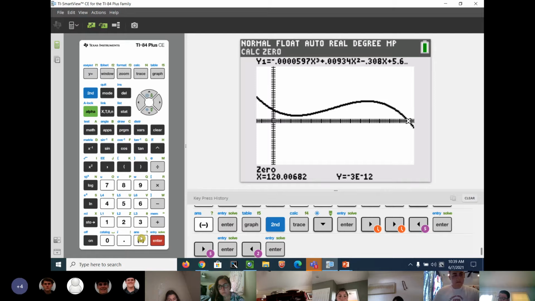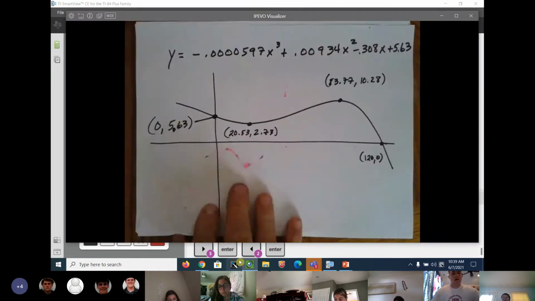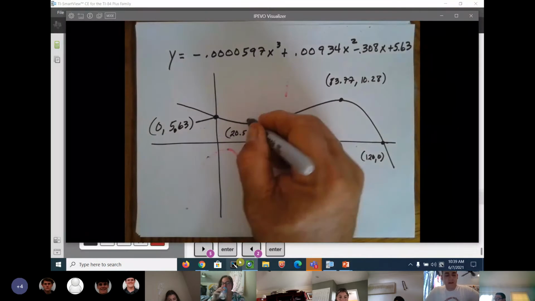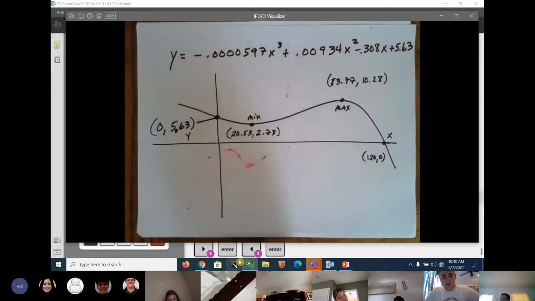The Y-intercept is 5.63. Well, how'd you know that, Hubert? Well, plug in 0 for X. And this is what you should have drawn in your notebook, because that's your min. This is your max. This is your X-intercept. And this is your Y-intercept.